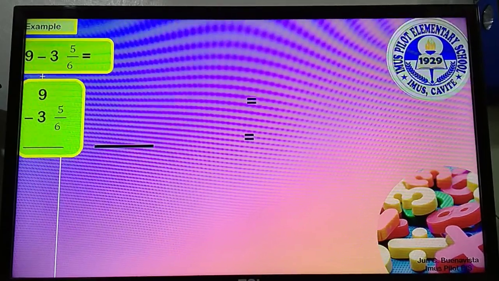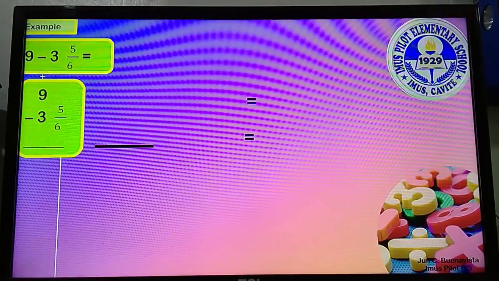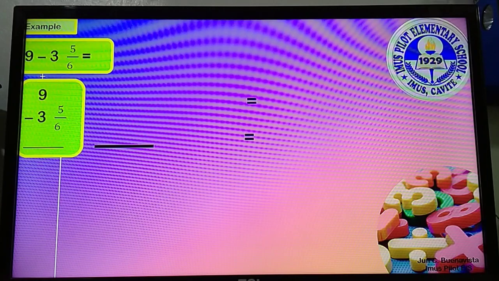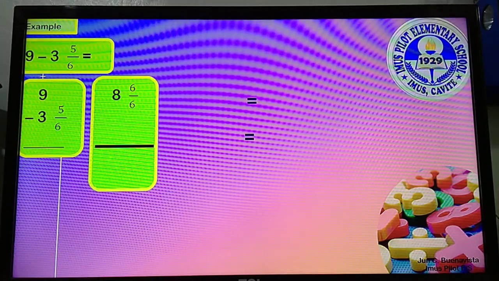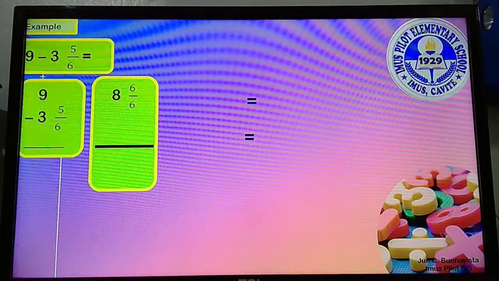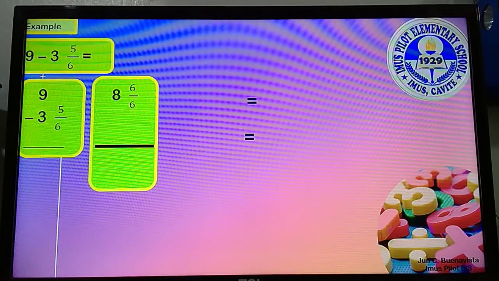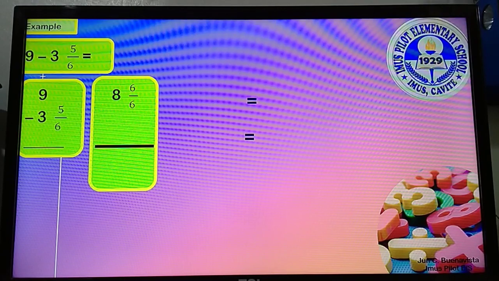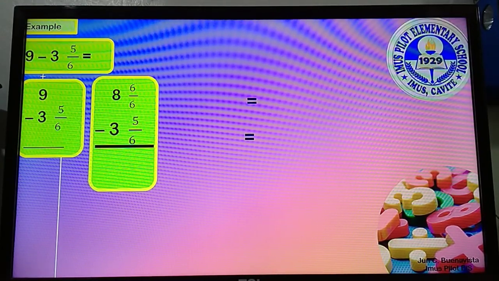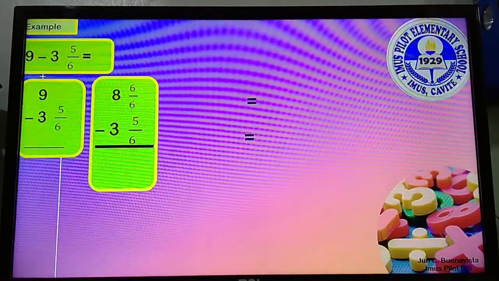So now, we are going to borrow from 9, magiging 6/6 because we have 5/6. Okay, so 9 now equals 8 and 6/6. Again, 8 and 6/6 is equal to 9. Why? 6 divided by 6 equals 1 plus 8 equals 9. So, the same lang yan silang dalawa. Minus 3 and 5/6. Can we now subtract? Yes.